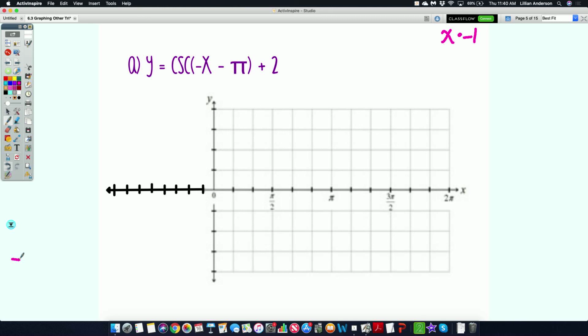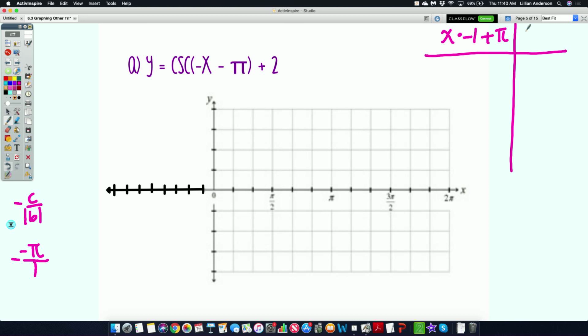What's c? Negative pi. So that's a negative pi all over the absolute value of b, so it's just going to be 1. So a negative makes a positive. So I'm going to add pi to all my x's. What's happening to my y's? Add 2. And remember, this is sine. So what y values am I using?